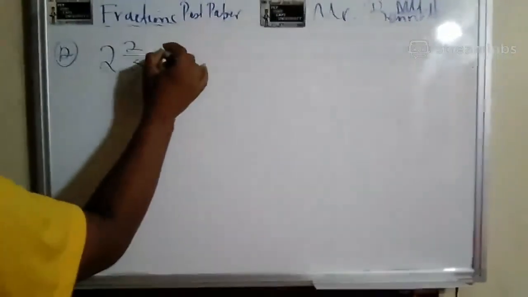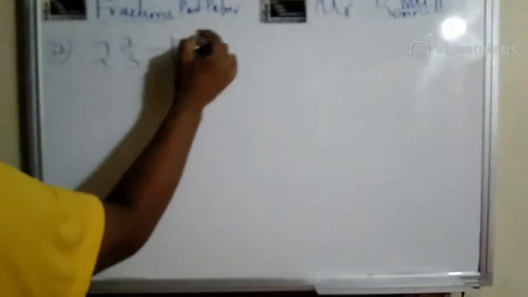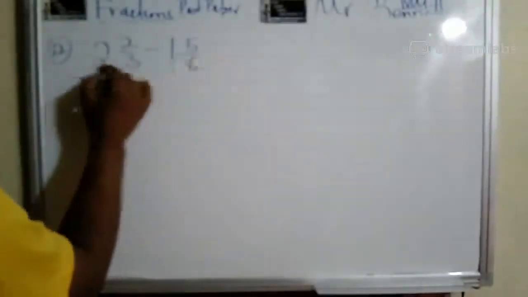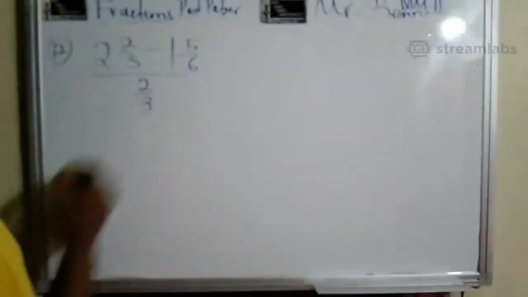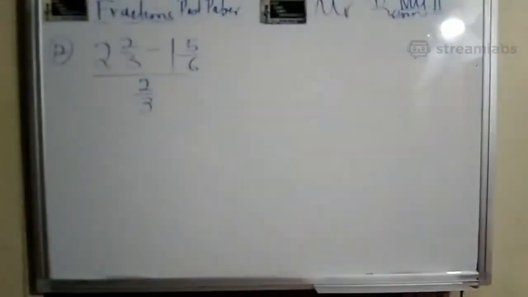Alright guys. Alright, so we're at number 12. Almost finished. 3 after this, and then we're through. So it's 2 and 2/3 minus 1 and 5/6 divided by 2/3. These are actually simpler than the earlier ones. So I know you guys are going to run through these.